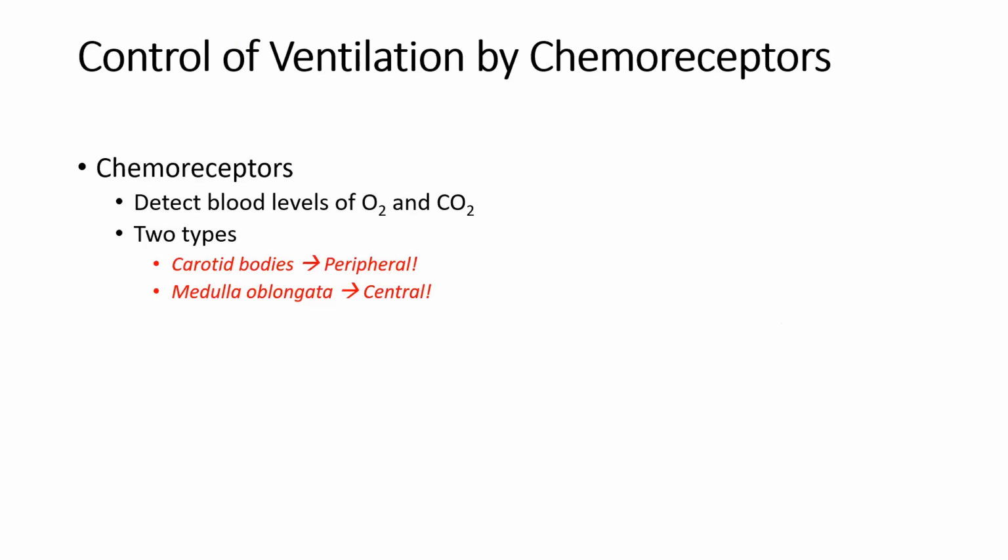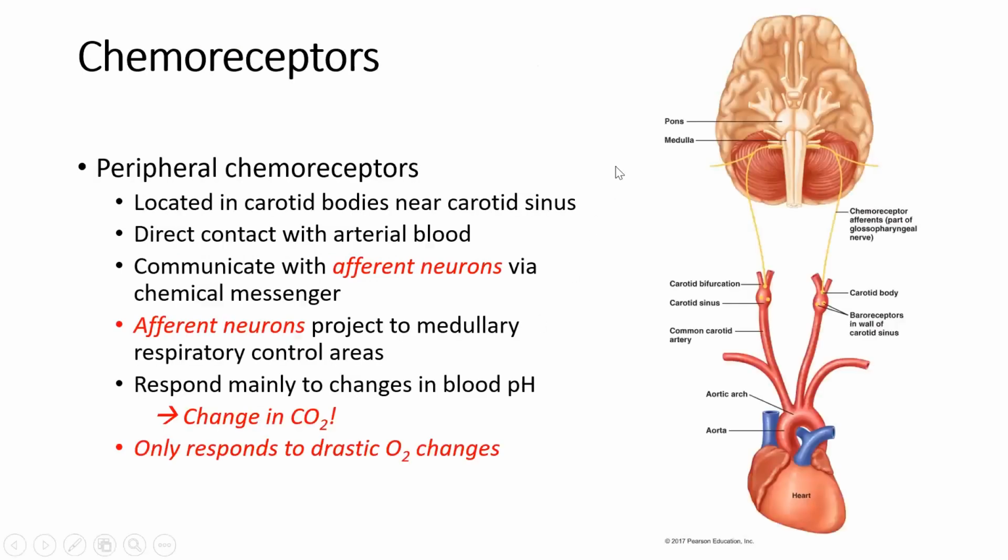And so there are two types of chemoreceptors that are found throughout our body. We've got carotid bodies, so very close to the carotid sinus. We have other types of receptors, which are the peripheral chemoreceptors. And then within the brain itself, within the central nervous system, within the medulla oblongata, we have central chemoreceptors. So let's talk about the peripheral ones first. So the peripheral chemoreceptors are located at the carotid bodies.